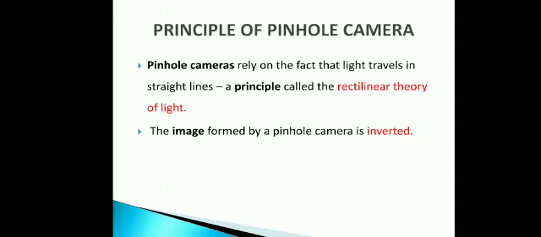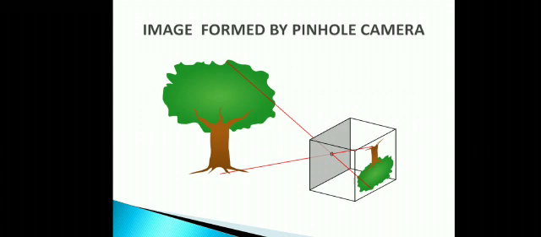The image formed by a pinhole camera is inverted. Inverted means upside down. See the image formed by the pinhole camera. We are taking a pinhole camera, and with the help of it we are just viewing a tree. In that pinhole camera, we can see the inverted image of the tree. That is called the upside down image.